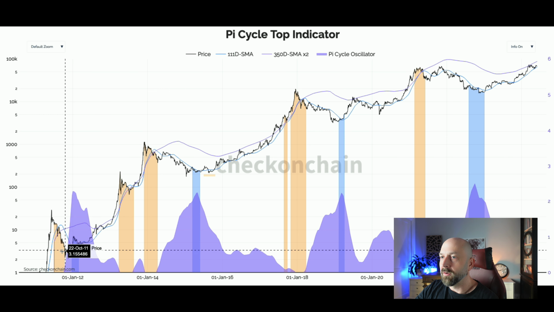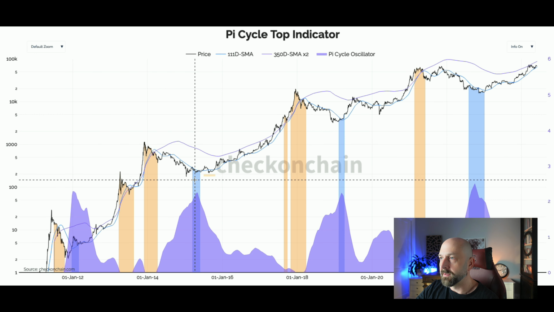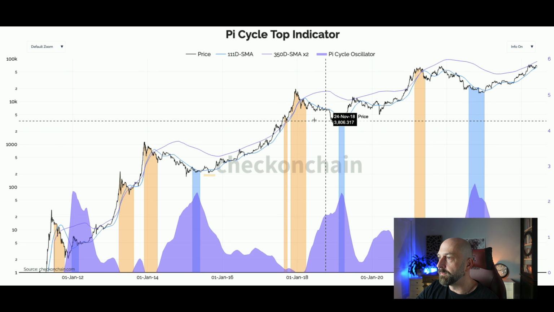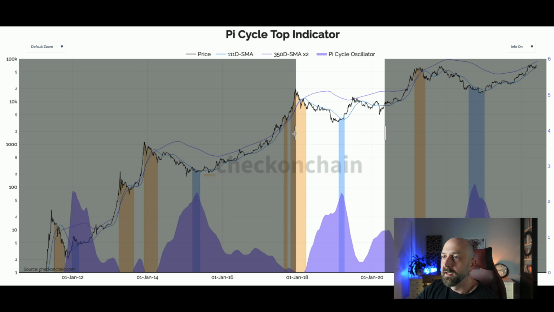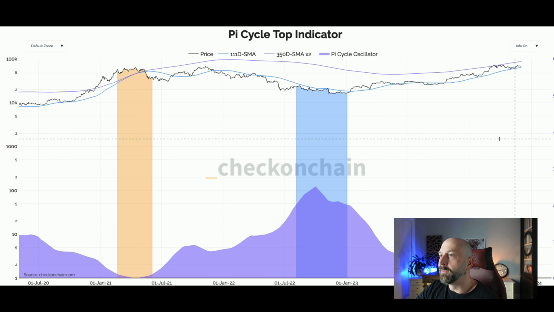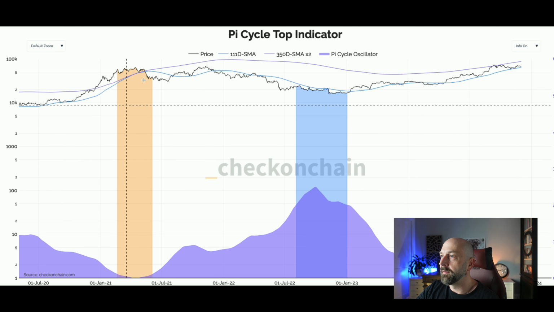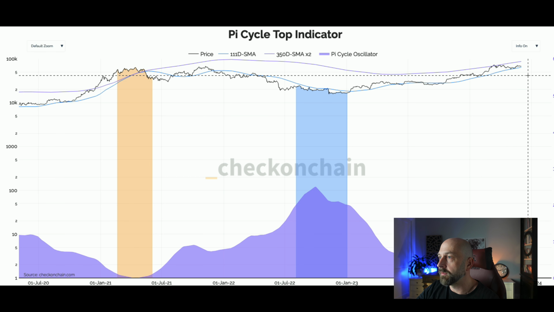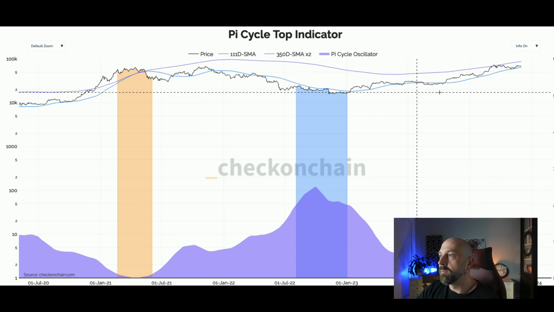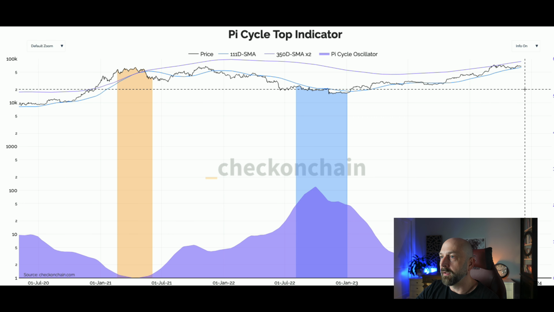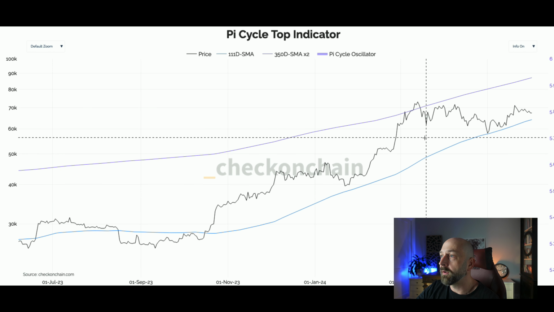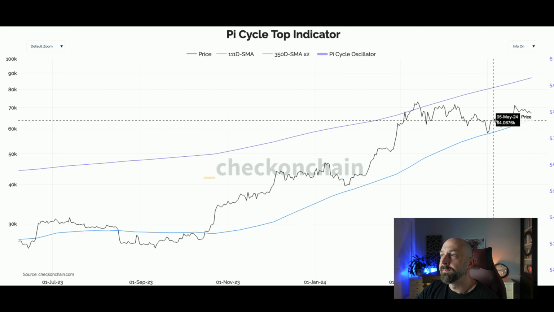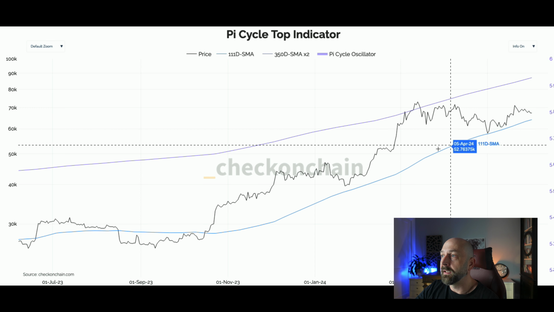As you can see, these orange beams here indicate the tops of the market. And then you've got these blue beams here, and they indicate the bottom. So if you were just to buy the blue beams and sell the orange beams, you're buying the bottoms and selling close to the top. So it's not a bad way to see where we are in the cycle.